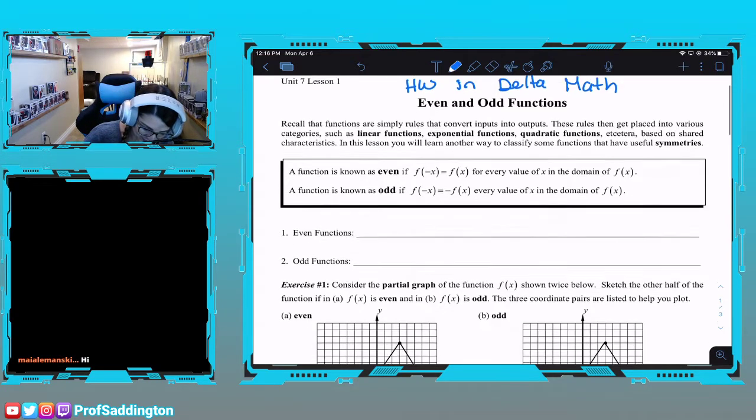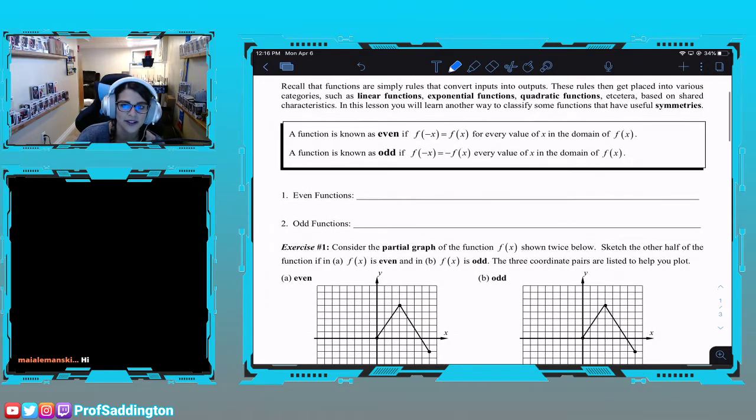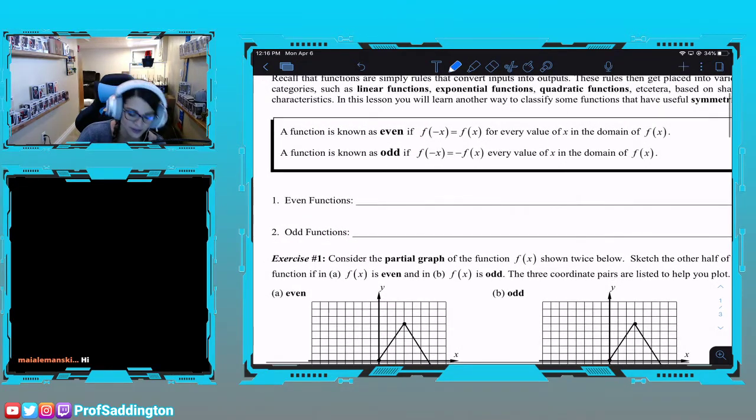So, it says, recall that functions are simply rules that convert inputs and outputs. These rules then get placed into various categories, for example, linear, exponential, and quadratic, etc. And today we're going to look at some of the characteristics of different functions. So the important part here on this page is what an even function is and what an odd function is.